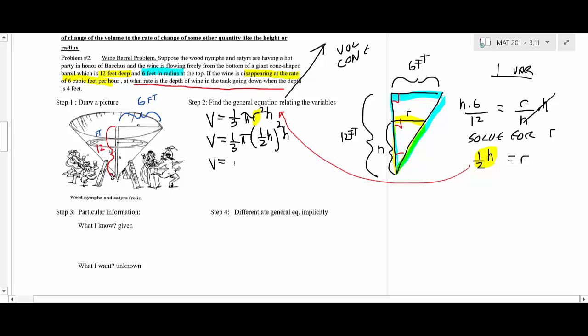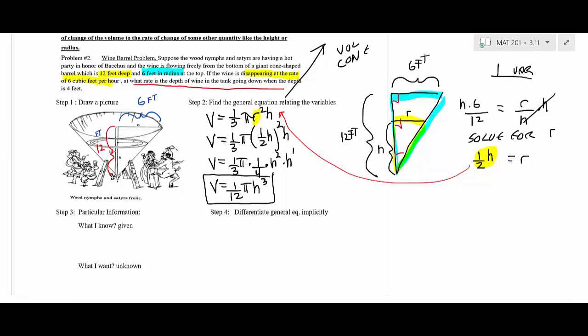So that's going to be 1/3 pi. If you square 1/2, you're going to get 1/4. Then you have h squared times h. So if you put that together, here's what you have. You have 1/12, and then you have pi, and then h to the second times h to the first is h to the third. So that's the main connection between the variables. That's what we're going to end up differentiating.